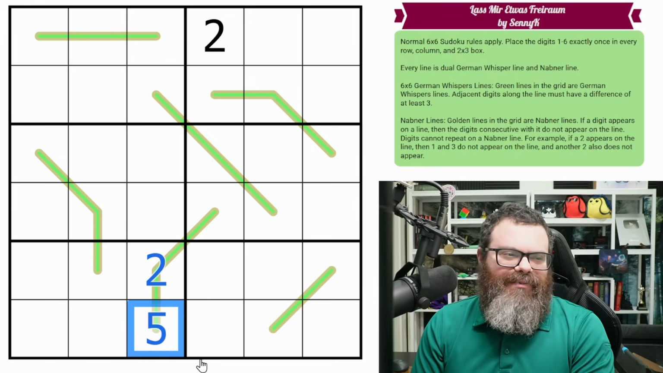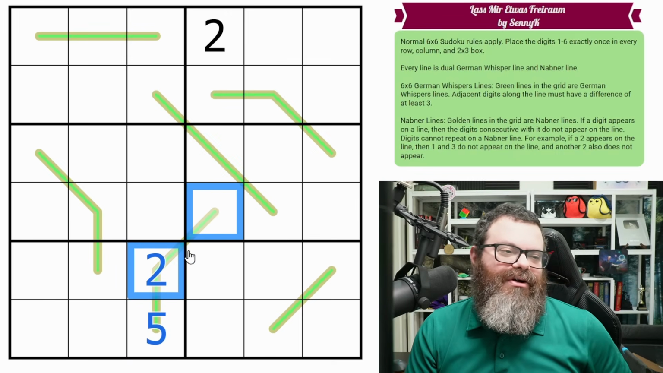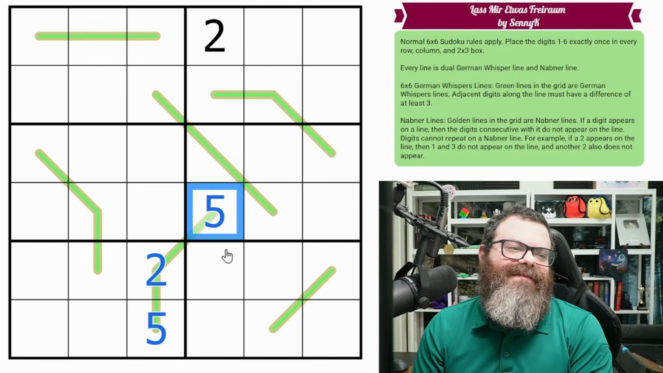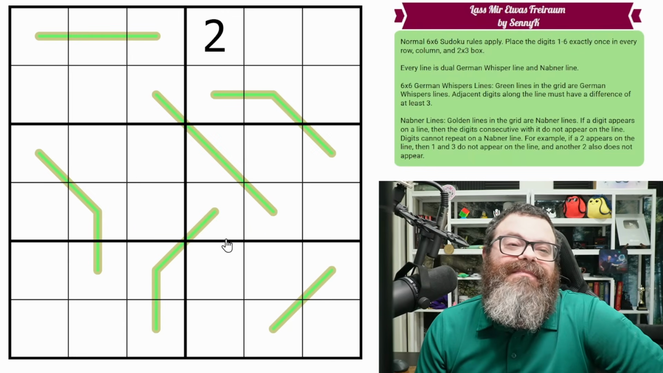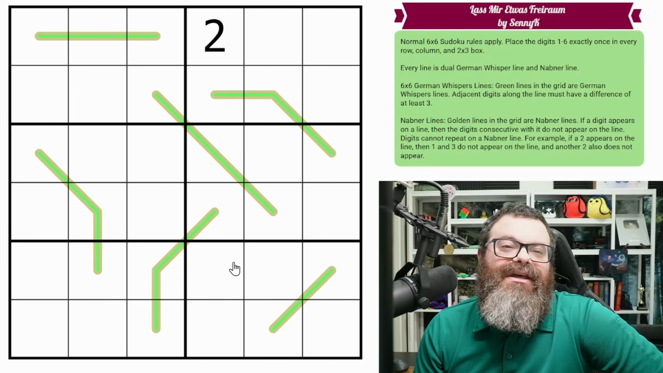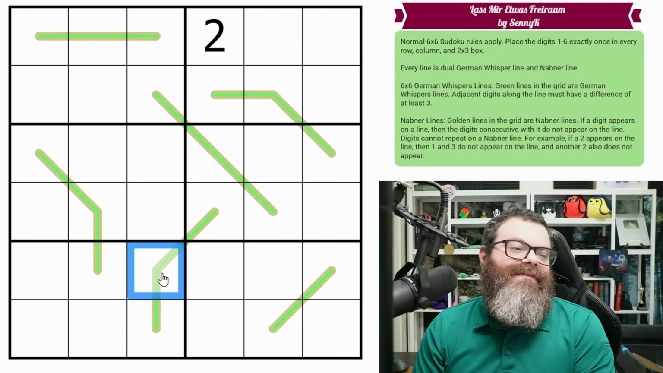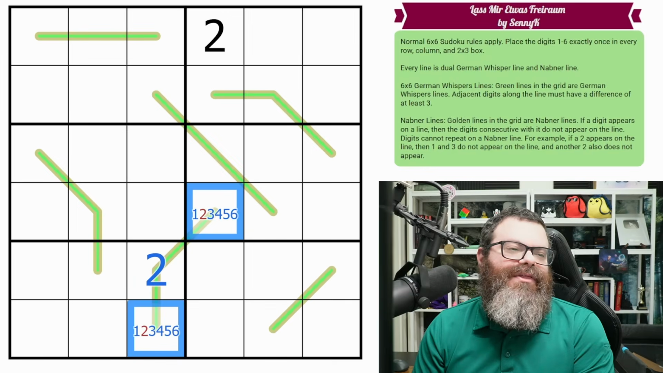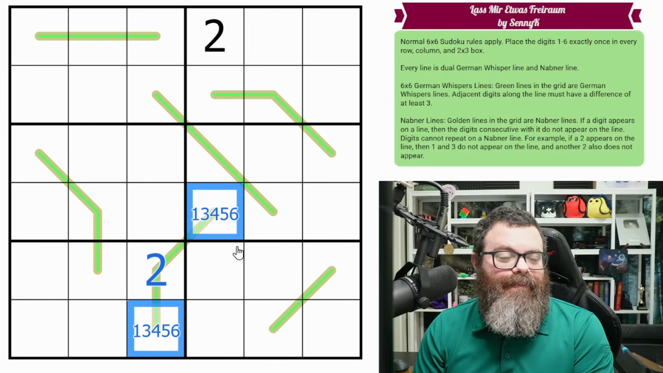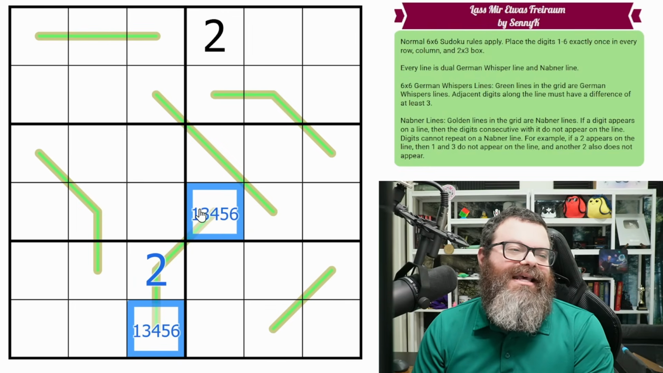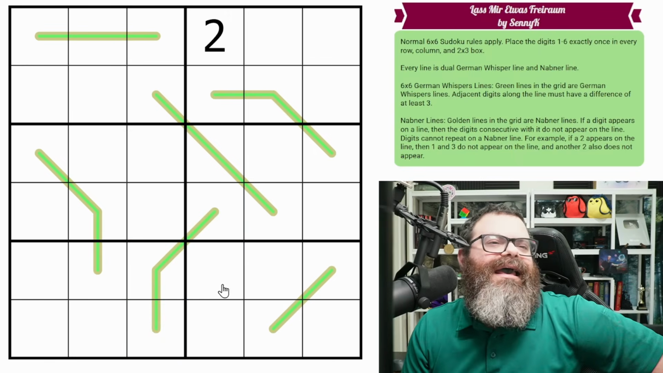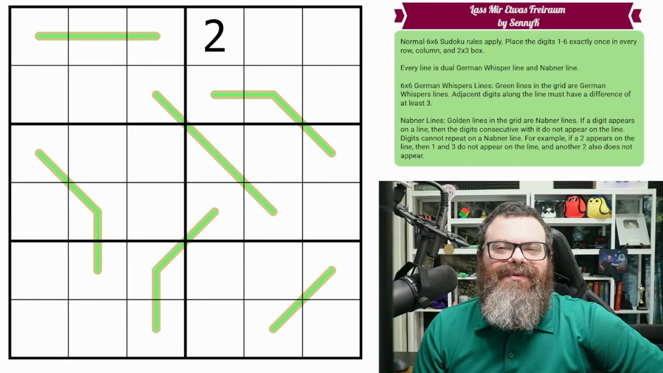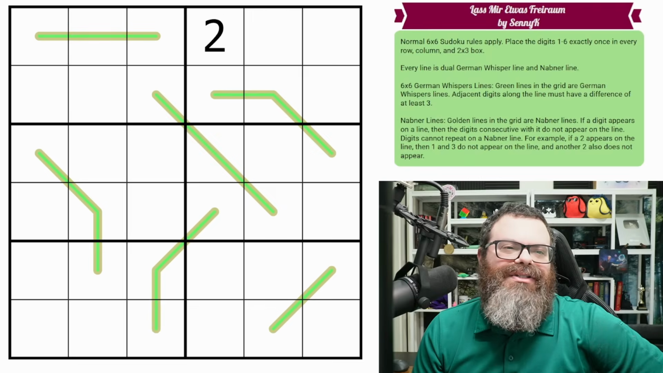4 minus 2 is 2, for example. And this pair here also needs to abide by that, so this could be a 5 or a 6 as well. All right, as Nabner lines, if a digit appears on the line, then the digits consecutive with it do not appear on the line. So if this was a 2, then from 1 through 6 we can't repeat the 2, and we also cannot be consecutive with the 2, so no 1 or 3. So it removes 1, 2, and 3 from the rest of the line. All right. And that's it. Those are the rules. There's a link in the description if you'd like to try the puzzle yourself, and I'm going to get started right now.